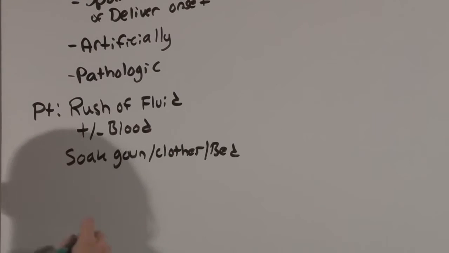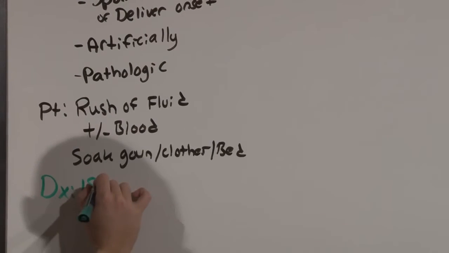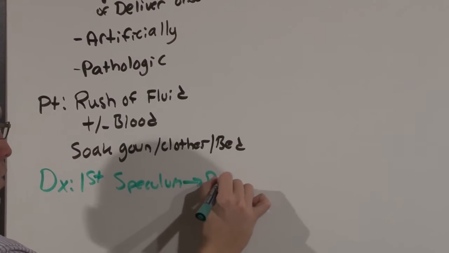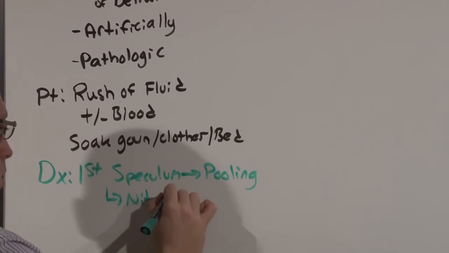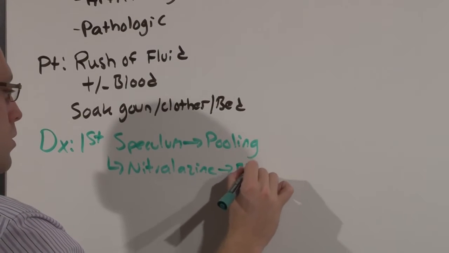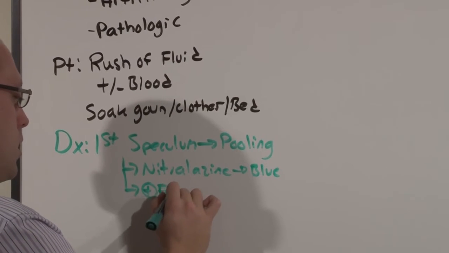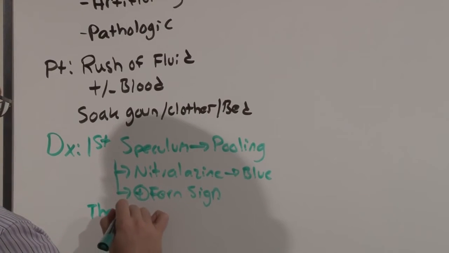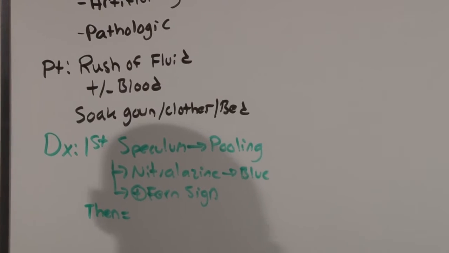And the first thing you're going to do, of course, is make sure that this actually was a rupture of membranes. The first thing to do to determine that is a speculum exam. The speculum exam will show you pooling of fluid in the vagina. And then you're going to do the nitrazine blue test. Application of nitrazine to that fluid turns it blue. Or you can look at it under a microscope and see the Fern sign. And then, this is not necessary, but you can confirm that it actually was all the amniotic fluid that came out of the sac with an ultrasound.